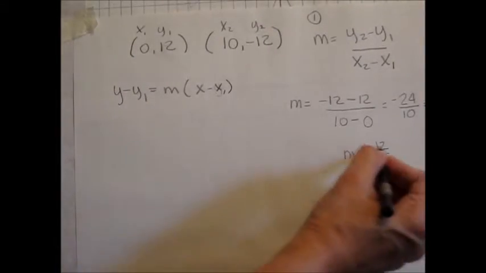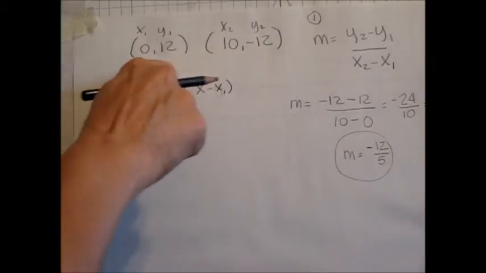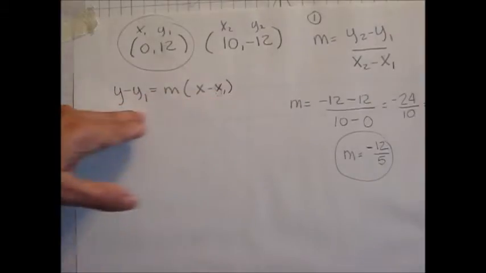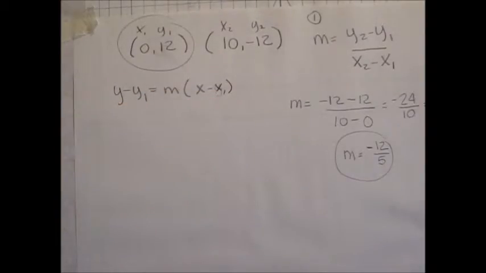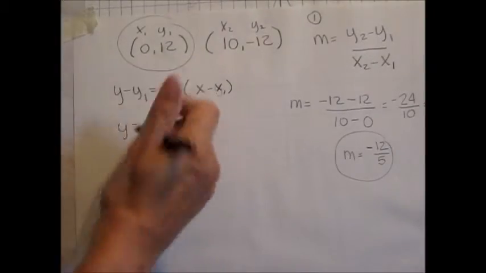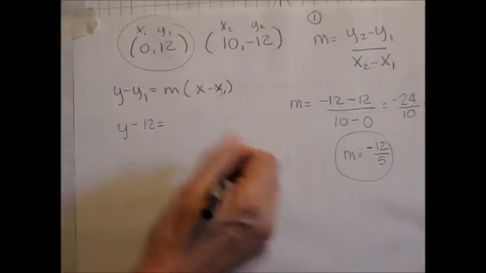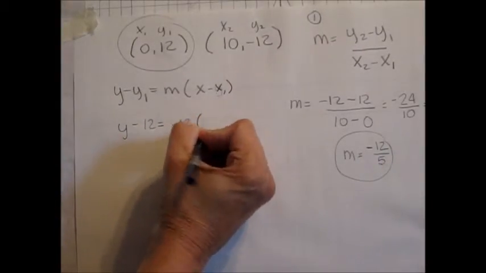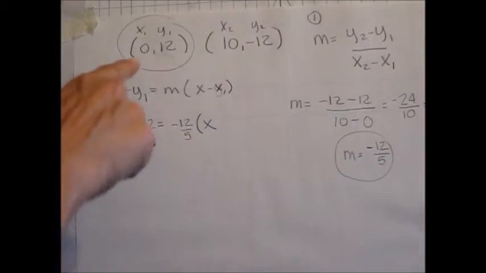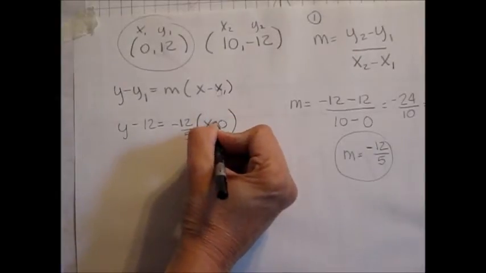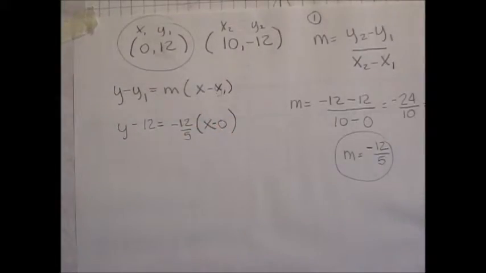I'm going to go ahead and take the slope, and any point, I'm going to take y sub 1, because that's how my equation is labeled. I'm going to keep the y, subtract y sub 1, which is 12. Find m that we found, negative 12 over 5. X is part of the equation. X sub 1 is 0. And I'm subtracting 0. Okay, now I'm going to go ahead and simplify.